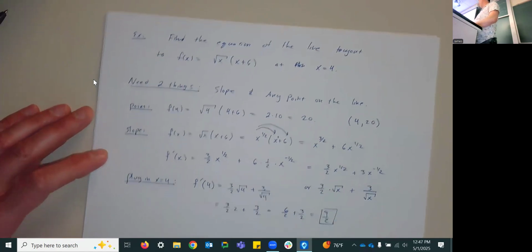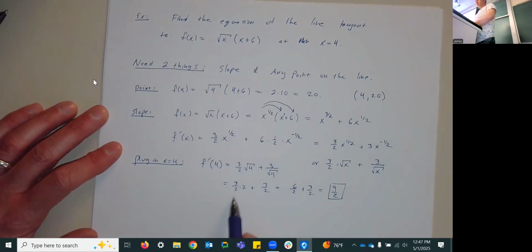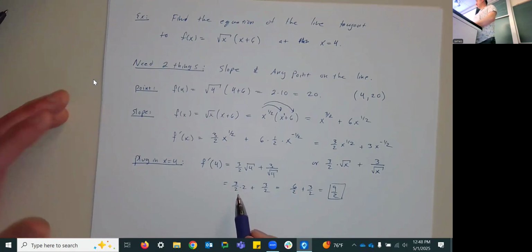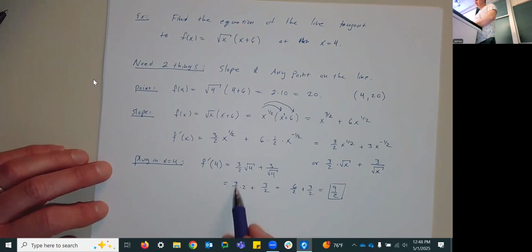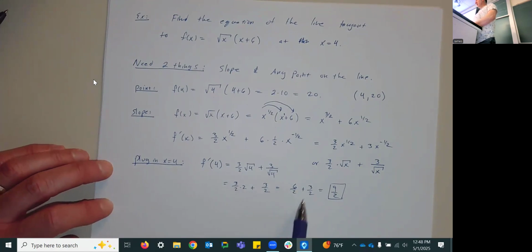I'll mention here, normally when I got to 3 over 2 times 2, I would have just written 3 because usually I like to write my things simpler. But I also saw that I had another fraction over here whose denominator was 2. So I thought it makes more sense to just say that 3 over 2 times 2 is 6 over 2 and keep the common denominator so that I can add those fractions together more easily.